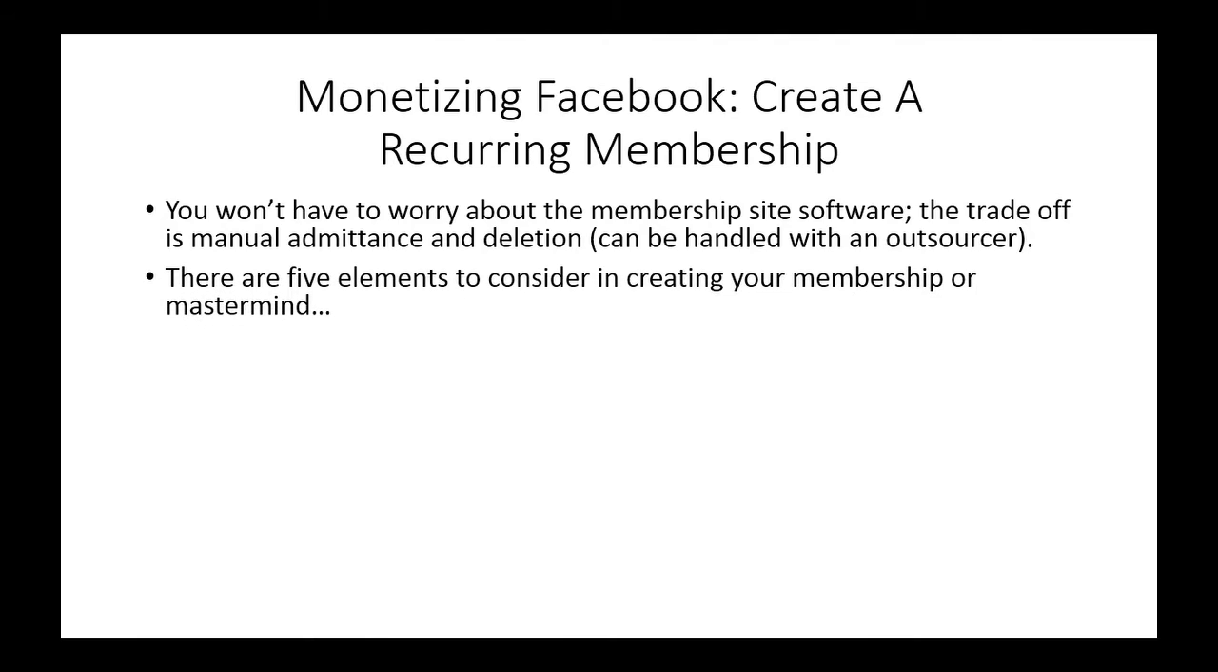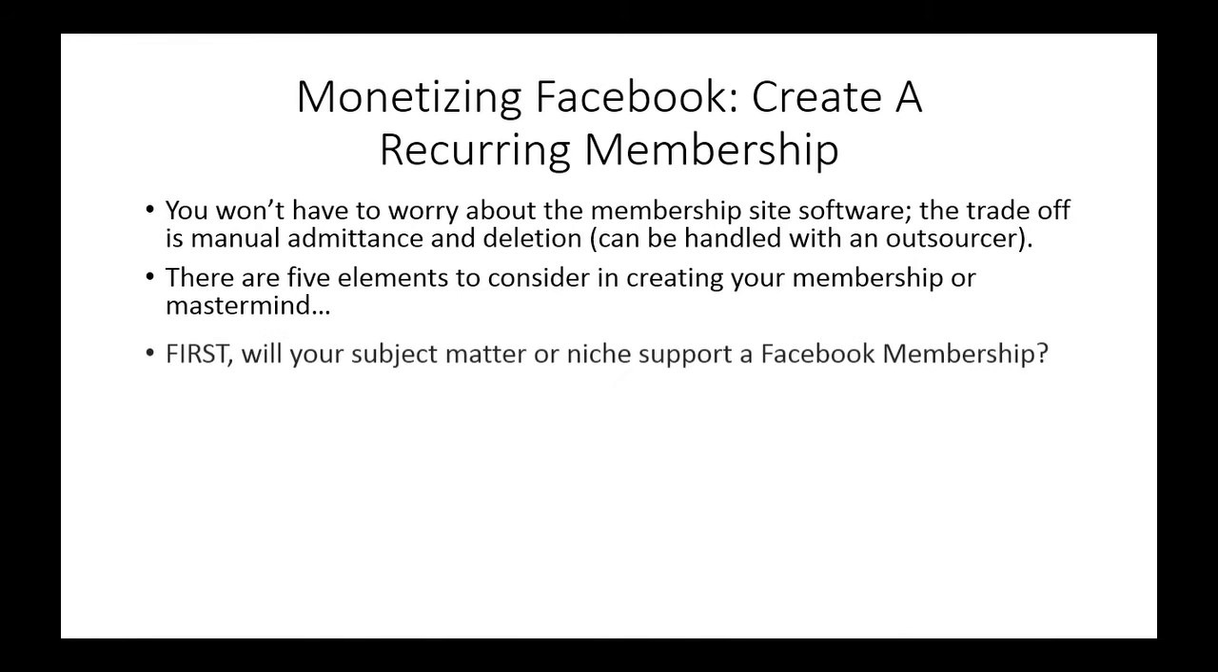Now, there are 5 elements to consider when creating your membership or your mastermind, and these are very important for you to think through. We're actually going to be going over at least one of these, but these are the things that you will want to consider as you create your Facebook recurring membership.